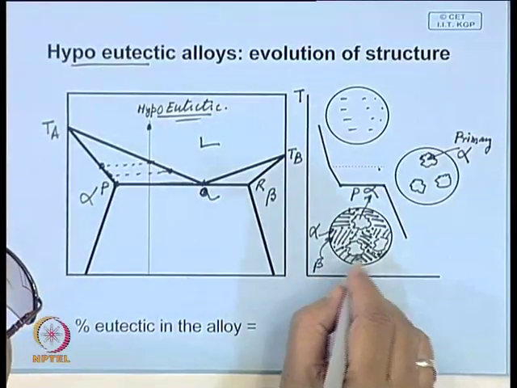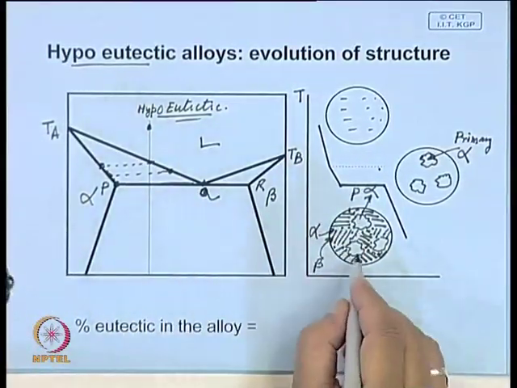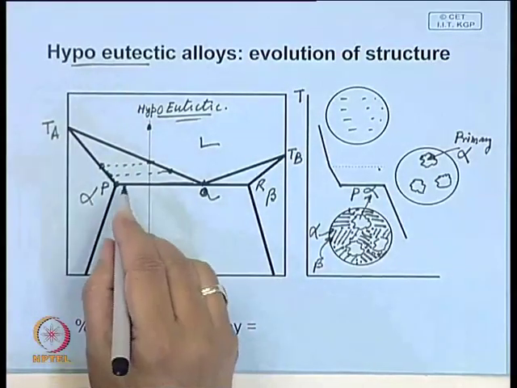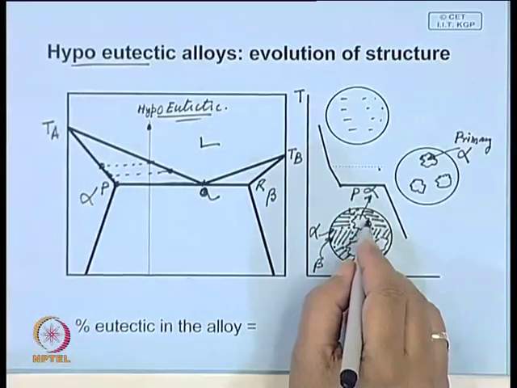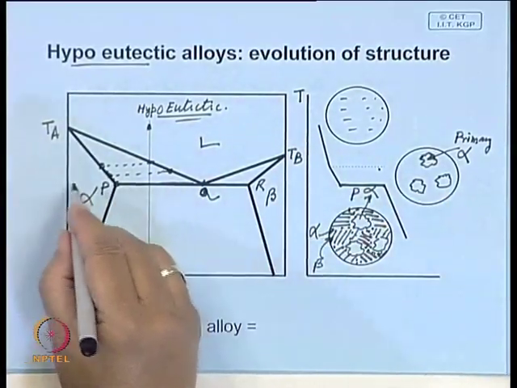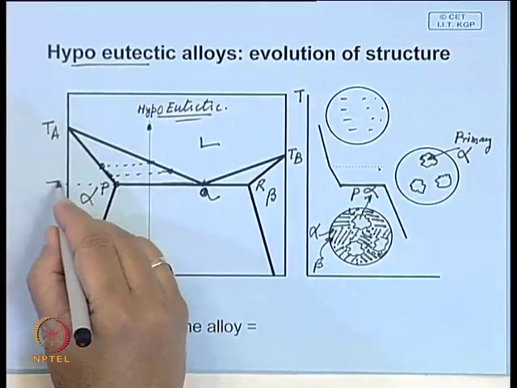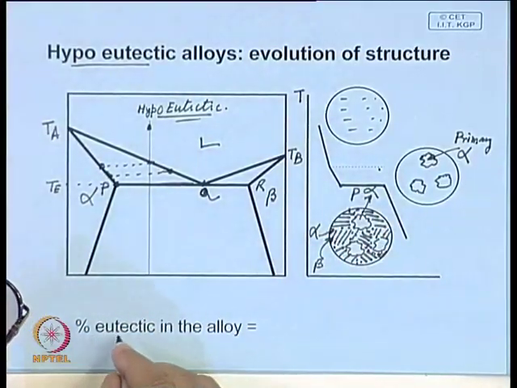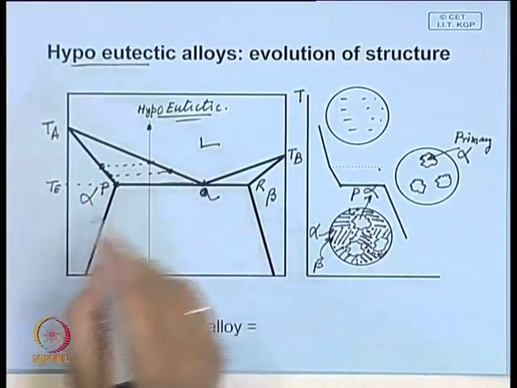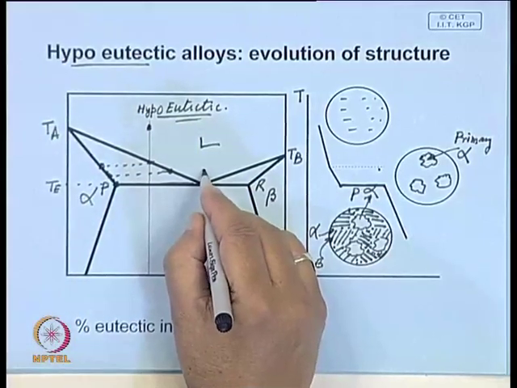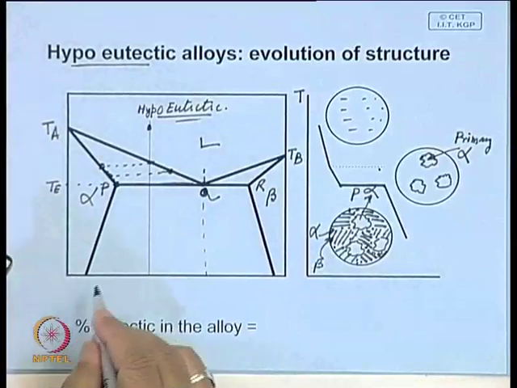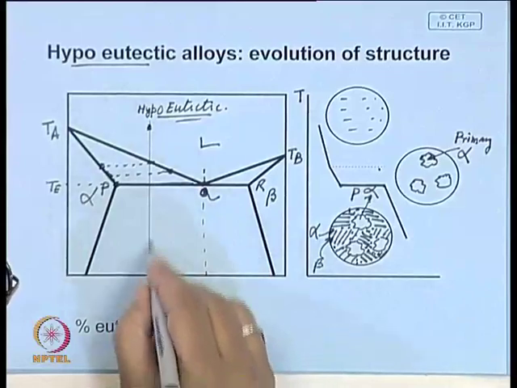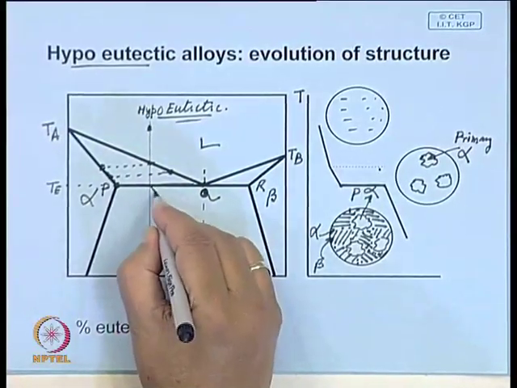Nevertheless, eutectic is an intimate mixture of the two phases, alpha and beta, in a binary alloy. Now, if you want to find out the amount of primary alpha at the eutectic temperature, you can also apply the lever rule here. The eutectic composition is given by this point Q, and this alloy composition is, let us say, given by point X.